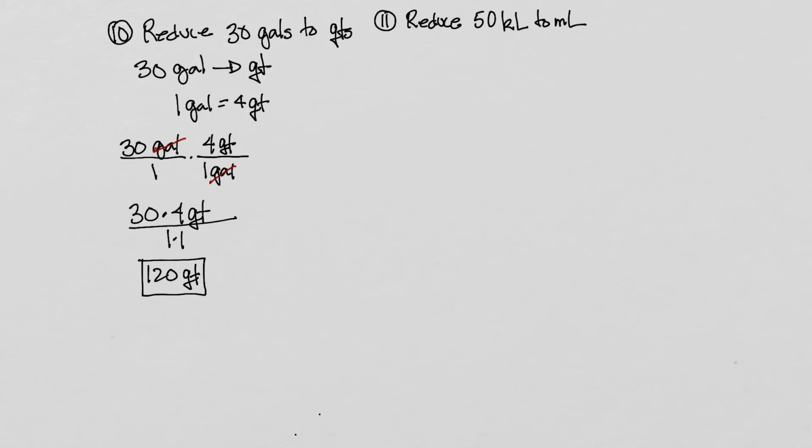Here's another reduction problem. This time we're going to take 50 kiloliters and convert it to milliliters. So to do this, let's draw a metric line here. And here's our basic unit. Our basic unit is going to be liter. And kilo, that means if we go 1, 2, 3 to the left over here, right? This is kilo, this is hecto, this is deca. And then to the right, it's going to be deci, centi, milli.